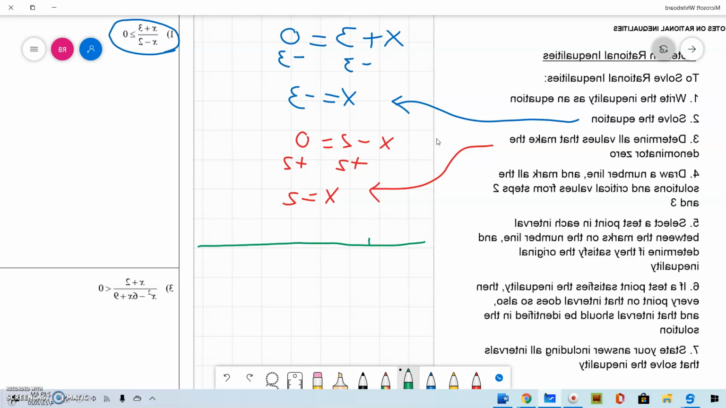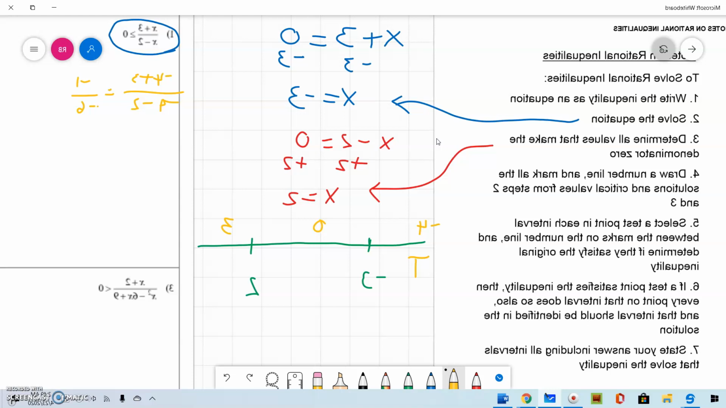And we've done this before, and then mark the two numbers that you got. And then you have to choose a number. So I'm going to just choose negative 4, and I'm going to choose 0, and I'm going to choose 3. And then you need to plug these yellow numbers back into your inequality to see if it satisfies, okay? So if I do negative 4 plus 3 over negative 4 minus 2, well, this is going to be negative 1 over negative 6. So it is positive, right? So this is true because it's greater than 0.